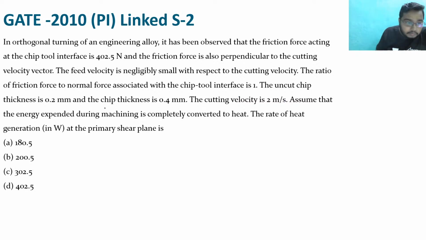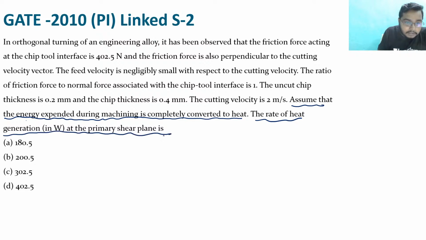Assume that the energy expended during machining is completely converted to heat. The rate of heat generation in watt at primary shear plane is what? So they're asking about the rate of heat generation, that is, they're asking about the power. F is equal to N is equal to Fc is equal to Ft as alpha is equal to 0 and beta is equal to 45.